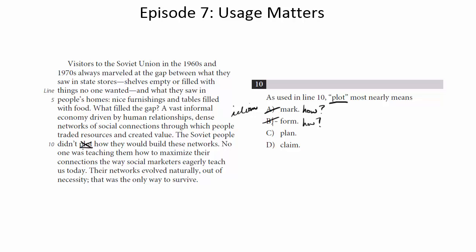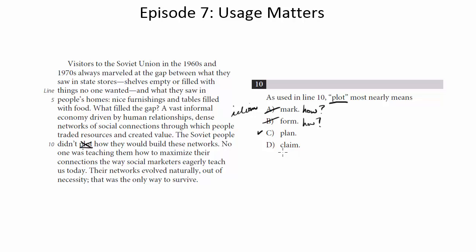How about plan? The Soviet people didn't plan how they would build these networks. Now, plan how does make sense, right? You do plan how to do something. So based on the idiom, this seems to make sense, and more importantly, it is a good synonym for plot here, right? Plot how they would build networks, or plan. It's all about if they consciously and intentionally came up with these networks, right? They planned them. So that makes sense.